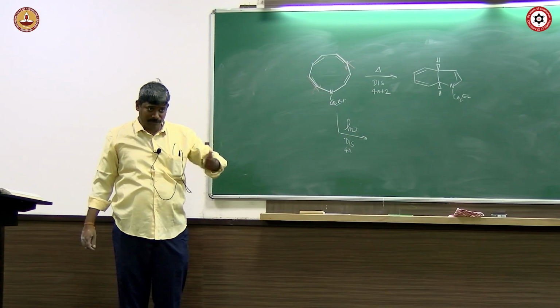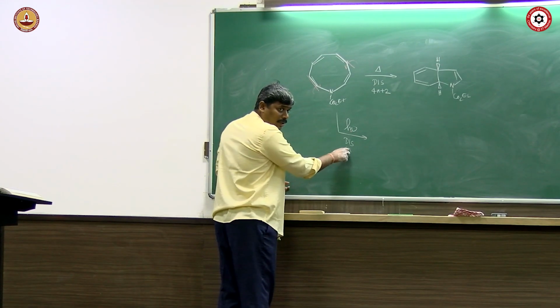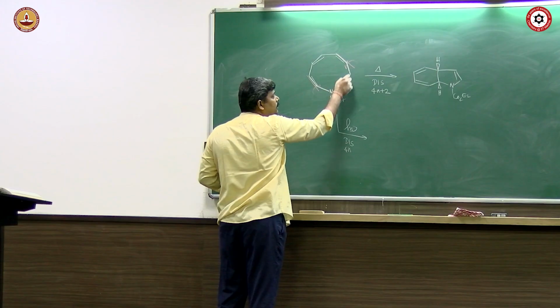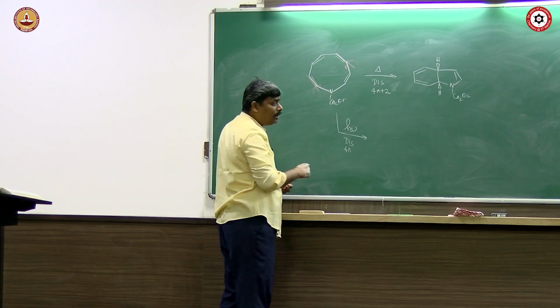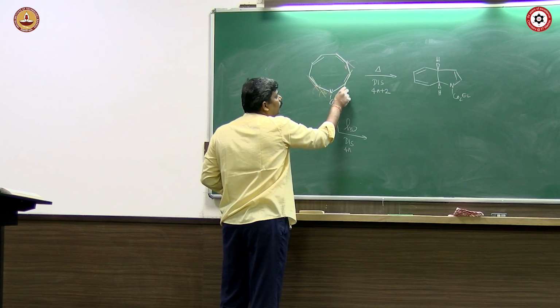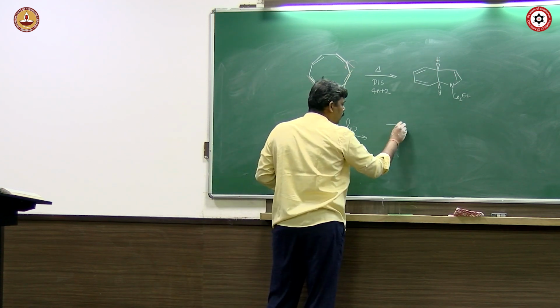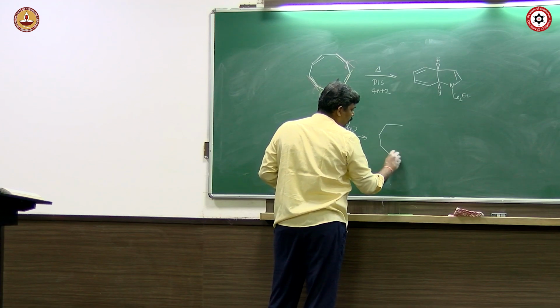If it is a 4n plus 2. Now, under photochemical conditions, it is a 4n. Now, you can have all these four double bonds getting involved, and this can result in this way. Once again, I can do these two, and that can give a product which is an 8-membered ring.